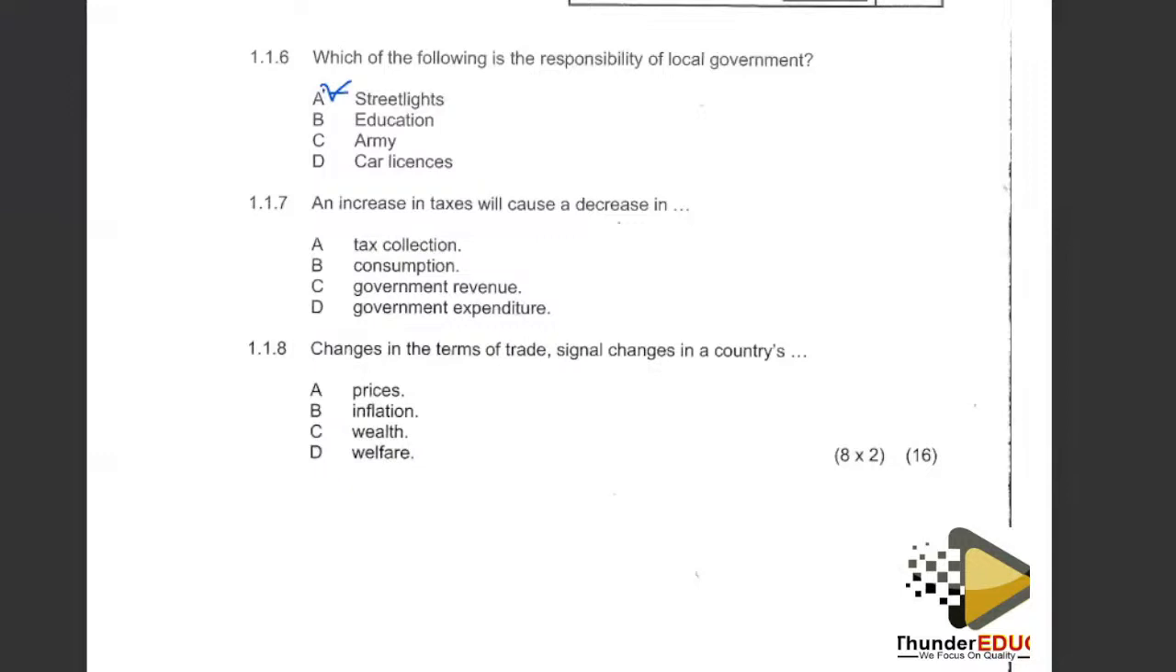1.1.7 reads as follows. An increase in taxes will cause a decrease in debt. What do we mean by a tax? When we talk of a tax, we talk of a levy or a charge that the government normally applies on individual income or on business income, or a levy on the investment that is actually in place.